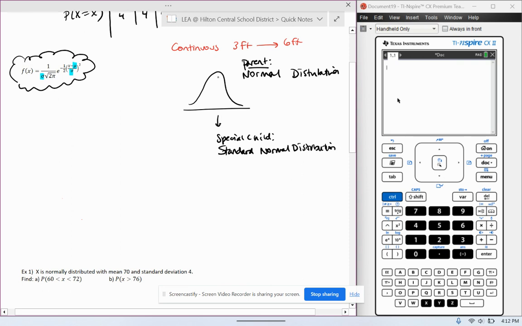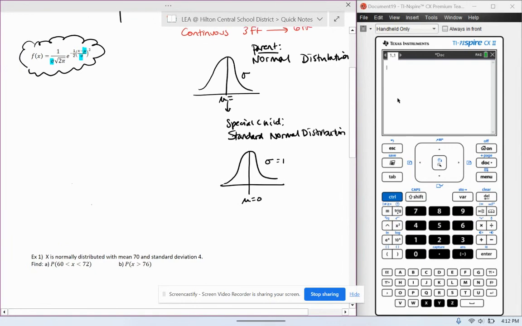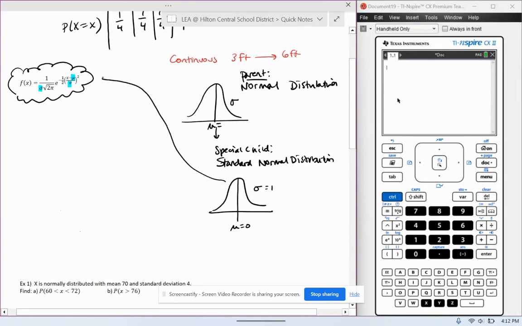So while the parent normal distribution is going to depend upon your mean and your standard deviation, the standard normal distribution is a special kid where his mean is always going to be 0 and his standard deviation is always going to be 1. We'll talk more about him in class and why he's special and what we can do with him. But right now, just know that he exists as a member of this family of functions.